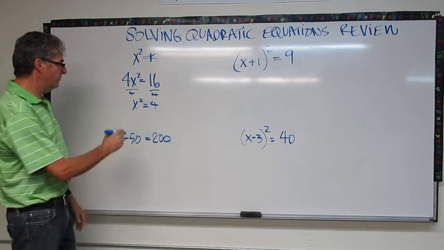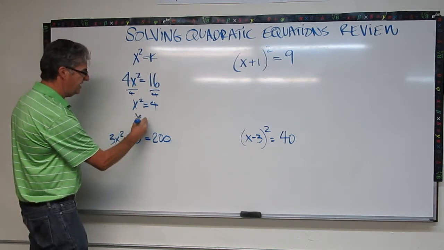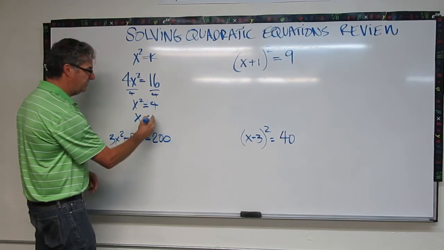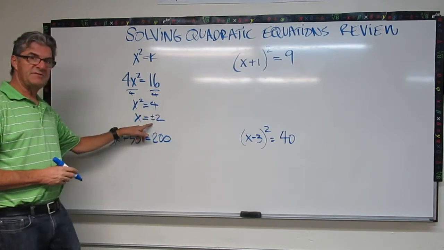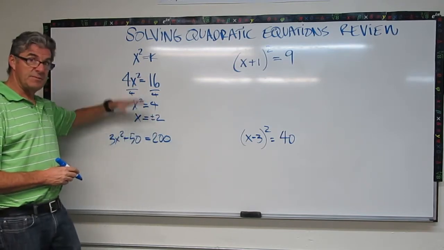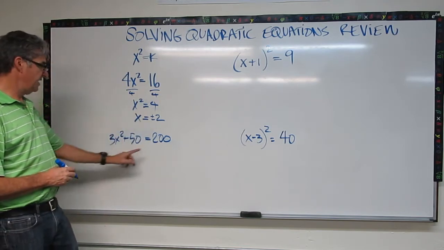Now I can take the square root. So the square root of x squared is just x, square root of 4, plus minus 2. Remember your plus minus. Probably one of the most common errors when people do these kinds of problems. Let's take a look at this one.